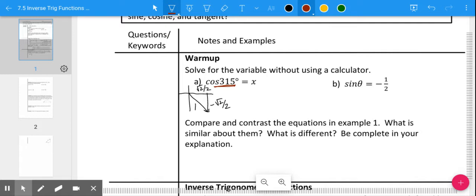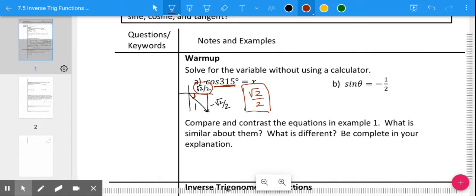So cosine of this triangle from the reference angle would be the adjacent side over the hypotenuse, which is 1. So it's just the x side of this. So my answer is root 2 halves. Now that is the only possible answer here. I do not want a decimal. I want exact form always for these guys. And that's it. One answer.